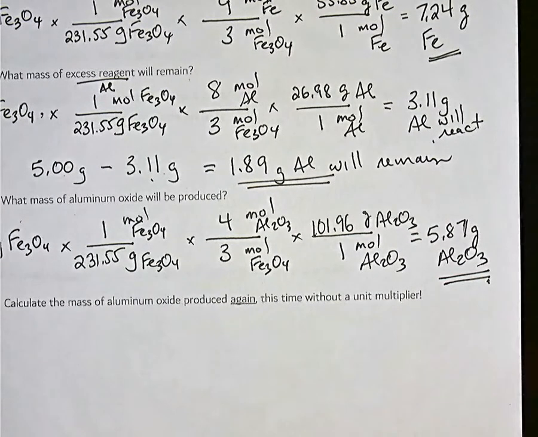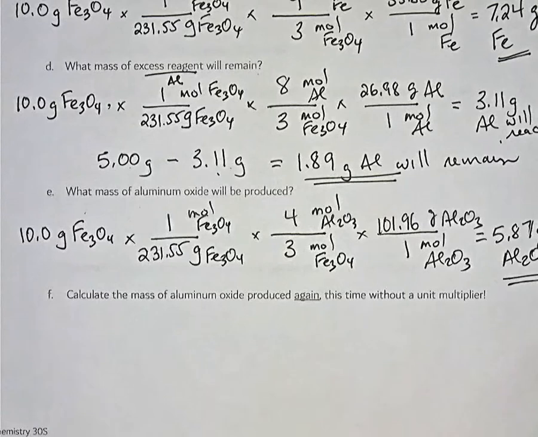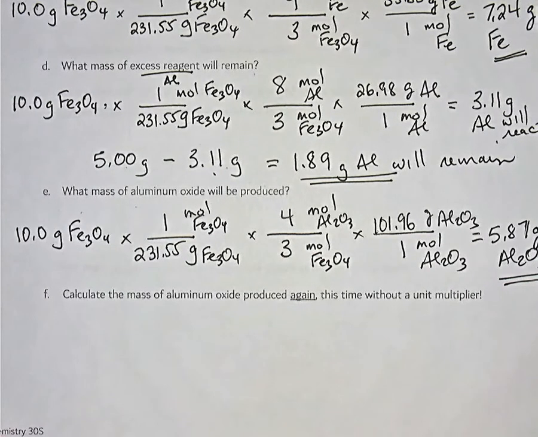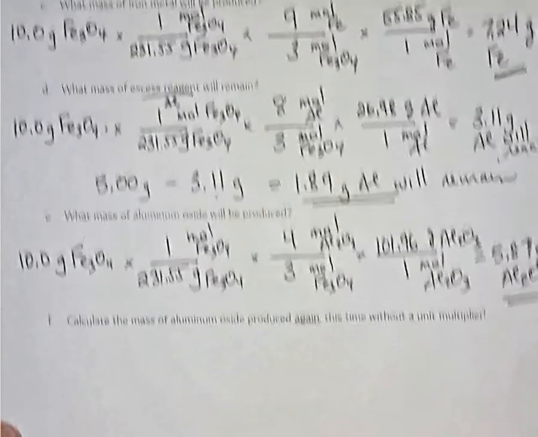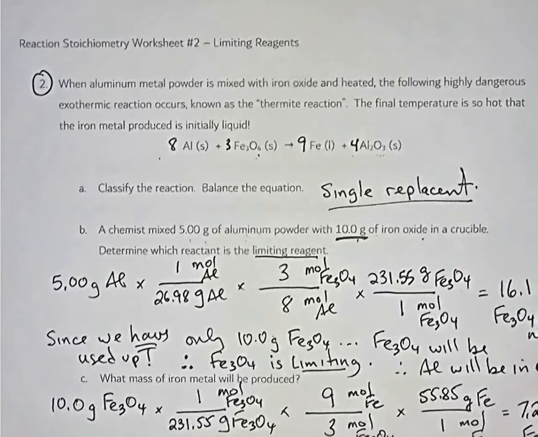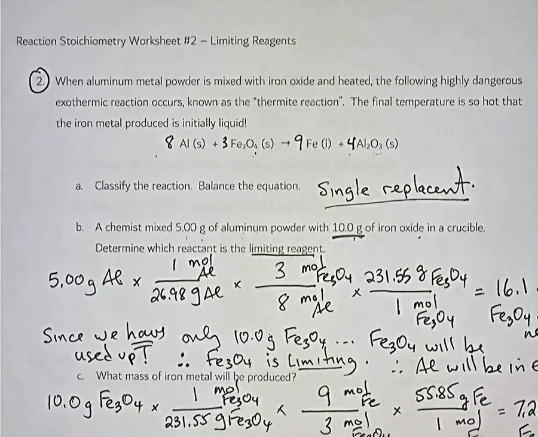All right, and the last question: calculate the mass of aluminum oxide produced again, but this time without a unit multiplier. Well, how can we do that if we're not going to use a unit multiplier? I'm going to rely on a concept that some of us learn in grade 9 science. It's called the law of conservation of mass. During any chemical or physical reaction, mass does not change.